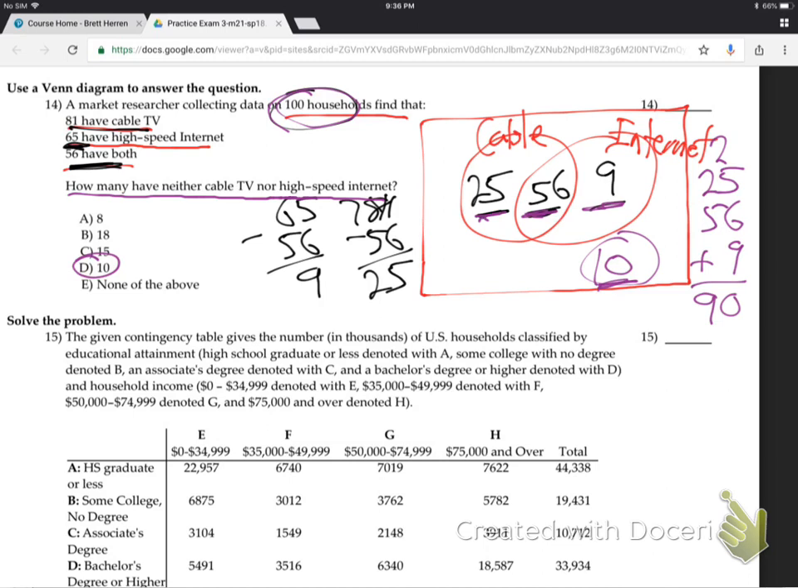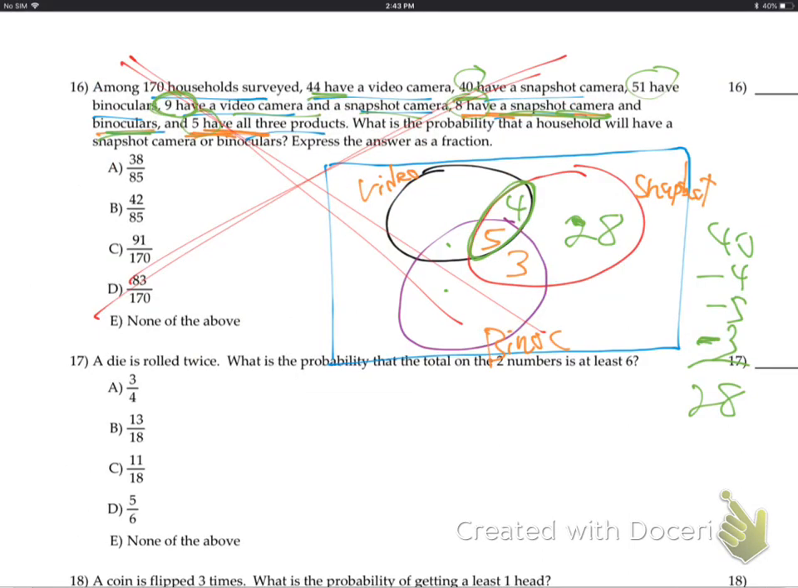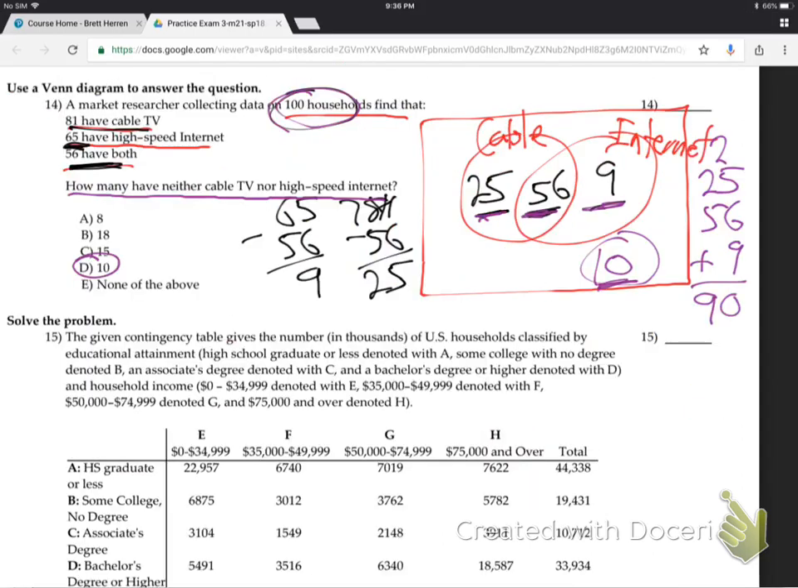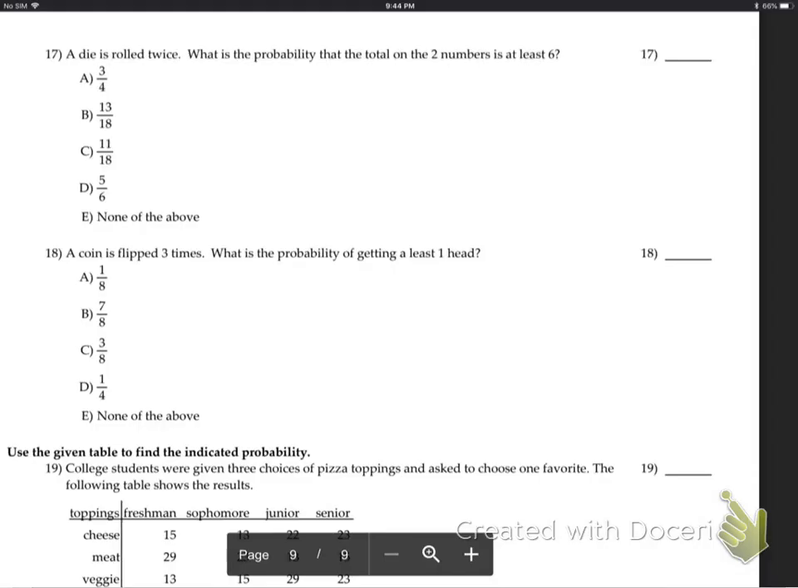All right, let's go forward and try number 15. Actually, I just remembered we did number 15 back here, didn't we? Yeah, here's the work for number 15, totals part C, C union D. Okay, let's go forward then. And now we're doing number 17. A die is rolled twice. What's the probability that the total of the two numbers is at least 6?